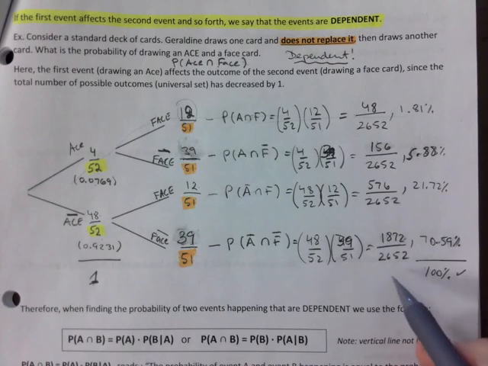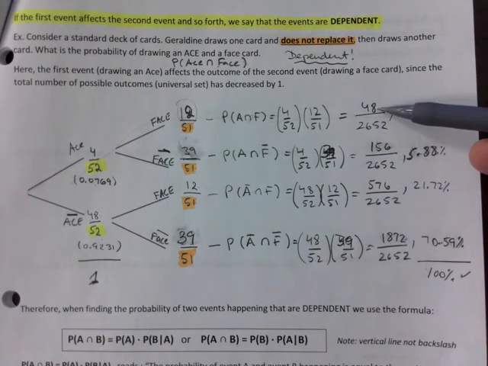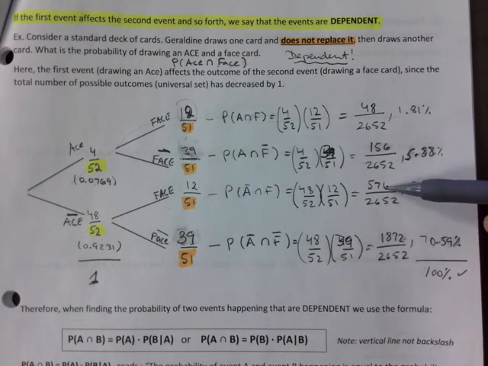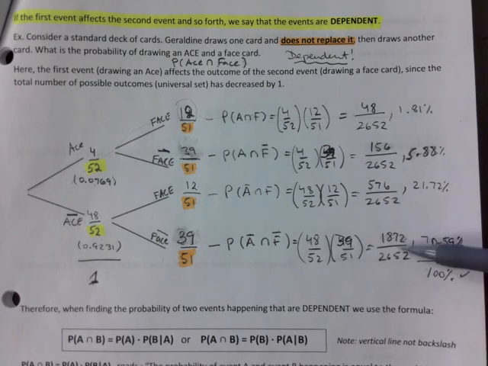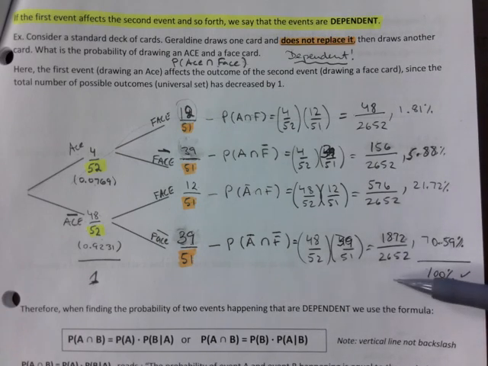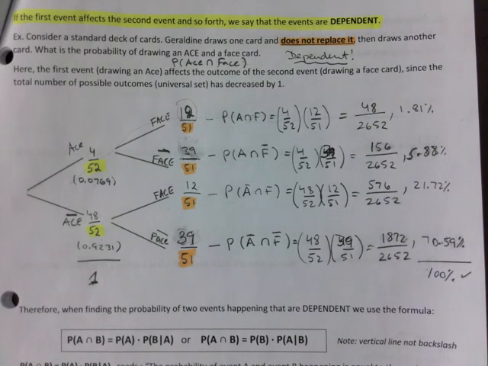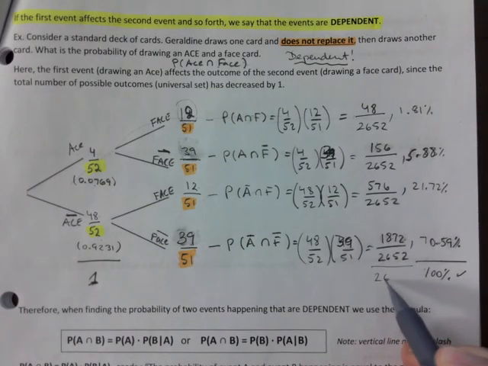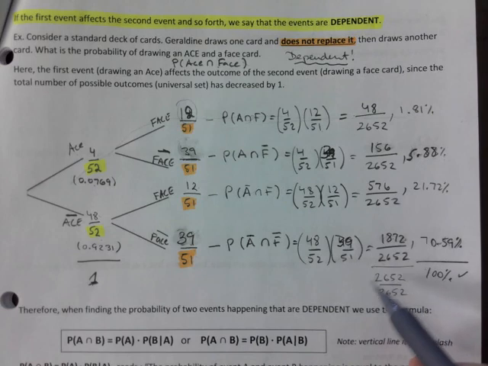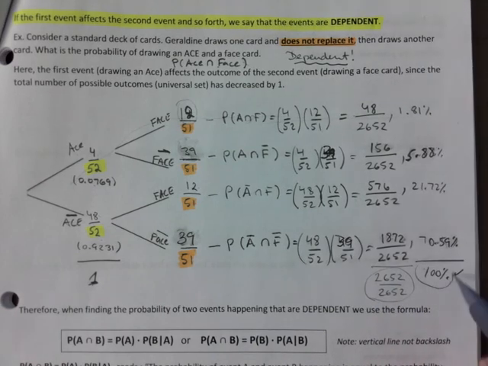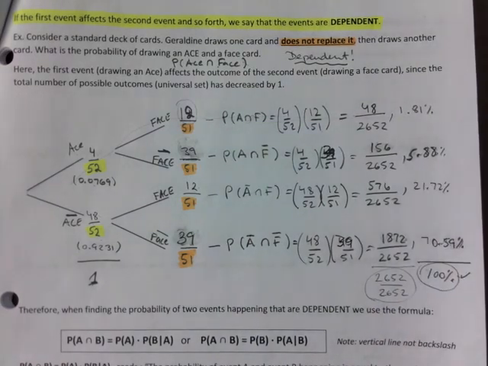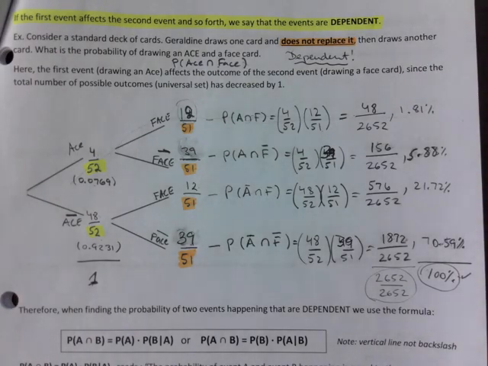Another way you could have checked is adding up the numerators and making sure they add up to 2652, right? Because you've got to go 2652 over 2652. That's another way of double, triple checking. So yes, thank you. You can check this way, you can check that way. No matter how you go about it, there's a way to make sure you got this right with this tree diagram.